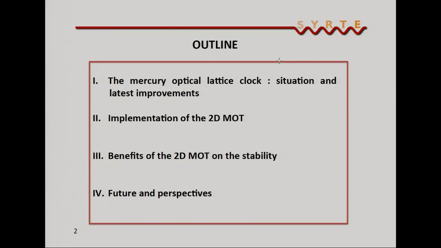This is the outline of my talk. In the first part, I will show you the latest results and the current situation of the Mercury clock and where our limitations are. Then I will present how we implemented the 2D MOT. In the third part, I will discuss the benefits of the 2D MOT, especially on the stability. And finally, I will discuss the future and the perspectives for the clock.